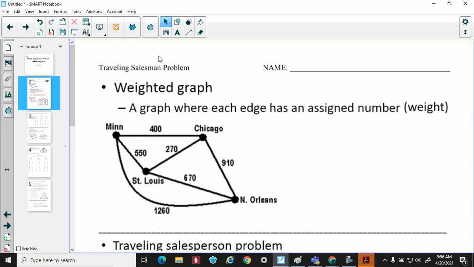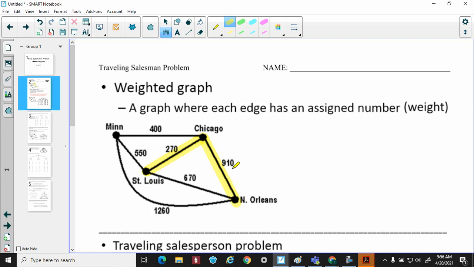Now, the way that you would read it, and it's not very hard to see, is like from St. Louis all the way to Chicago. Notice that you're on this edge where it's 270. I'm assuming, because it's not labeled, that it would be 270 miles. Same thing from Chicago to New Orleans, you're going 910 miles.